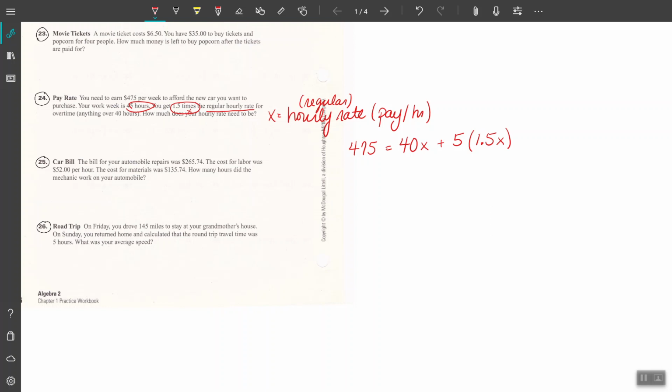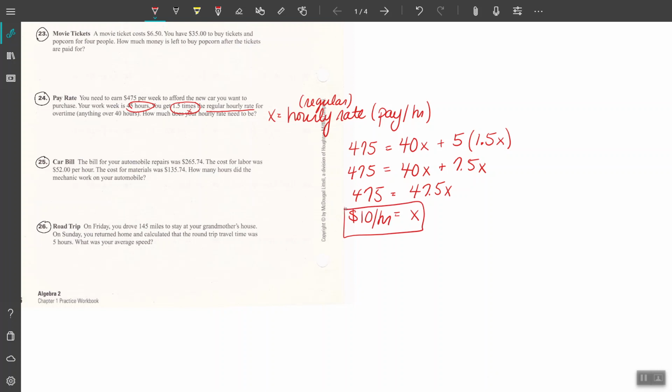So in this case, what does X have to be? What does your hourly rate have to be to make this job be a good fit for you? If I distribute that 5 to the 1.5, I'm going to get 7.5x. And we'll end up with 47.5x. And so when I divide 475 by 47.5, I'm going to get an X of $10. And this is per hour. This is your hourly rate.